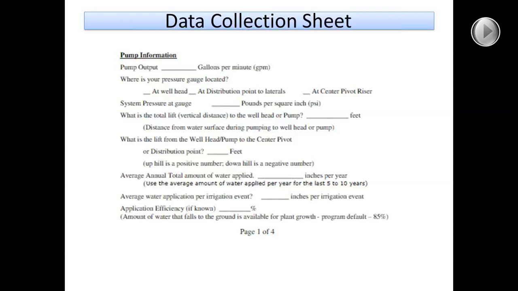Application efficiencies, if known, probably won't be known, is what I'm guessing. Usually hand lines and wheel line systems have an application efficiency of 65%, where a center pivot would have an application efficiency of 85%. They have a note here that it's the amount of water that you put on that's actually available for plant use or plant growth. This data collection sheet is associated with an online savings calculator program, and they default to 85%, and that's obviously for center pivots.